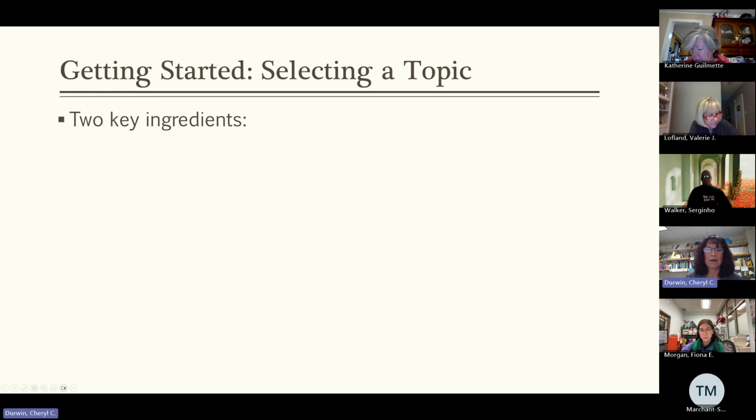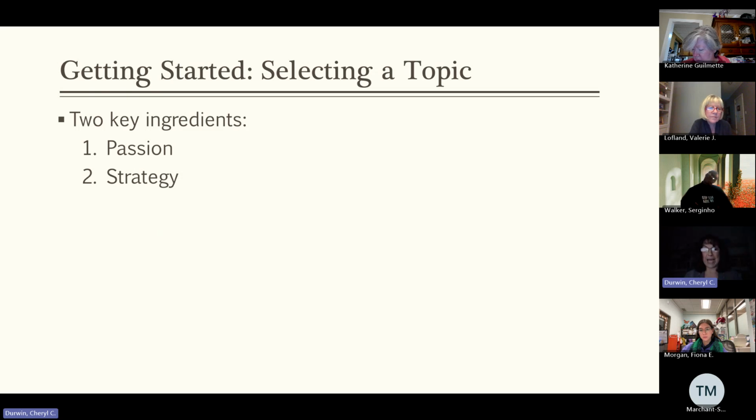Okay, selecting a topic. So what I tell students is you have two ingredients, right? Passion. You need to have passion. This was advice that was passed down to me from my doctoral advisor that I pass down to students. You have to pick a topic that you're really super interested in, that you love, that you have a passion for, because even if you do love it, by the end of the entire process, you're going to be sick of it. So you have to have that passion that will keep you motivated and get you through.